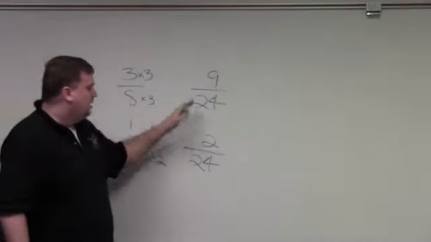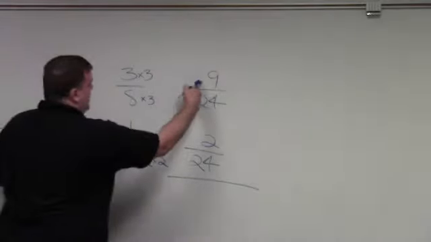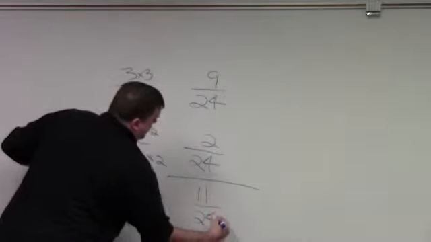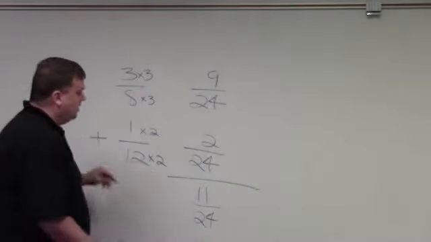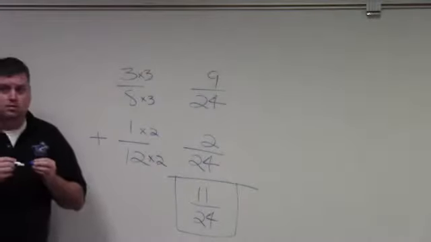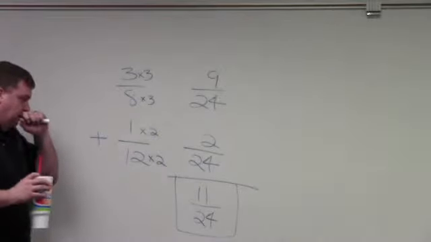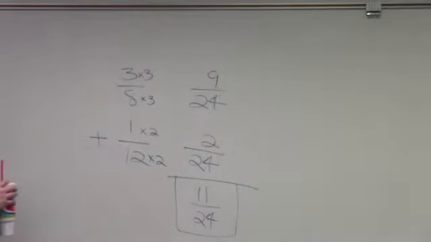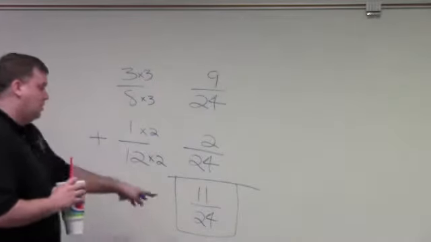Now I have a common denominator and I can add them. So 9 plus 2? 11. Is it a proper fraction? It's not improper. The number on the top is smaller. Any questions on that? Wouldn't you want to reduce it? You always reduce a fraction, but will this reduce? There's no number that goes into both 11 and 24. So we're good to go on that one.